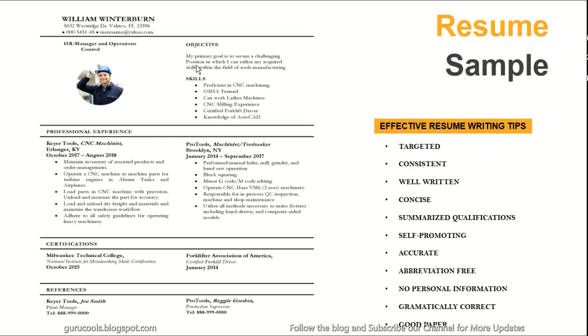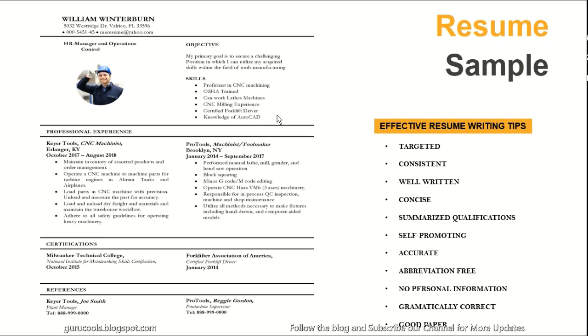So this is how the sentences should be well written. It should be concise, very small. He has written just 3 lines, not a paragraph. Very concise. Even his skills, he has written: OSHA trained, can work lathe machines, CNC milling experience, certified forklift driver, knowledge of AutoCAD. Just this much is more than enough to write. So it should be very concise, small.